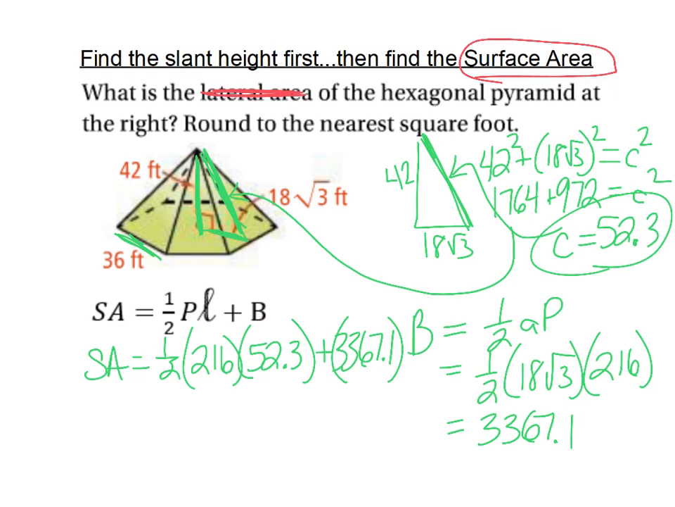So I'm going to type this in my calculator left to right. I'm going to go 0.5 times 216 times 52.3 plus 3,367.1. And my total surface area then for this figure is 9,015.5 feet squared.